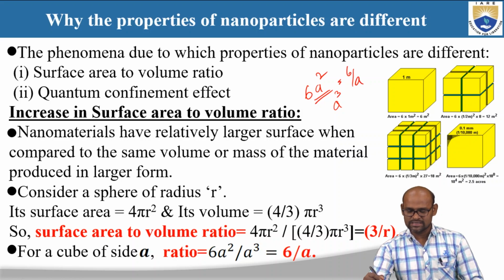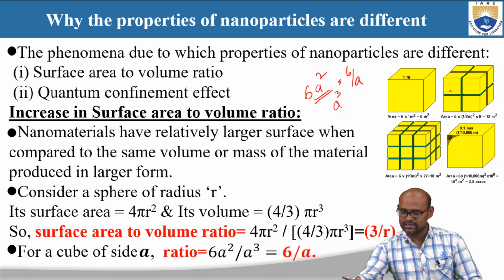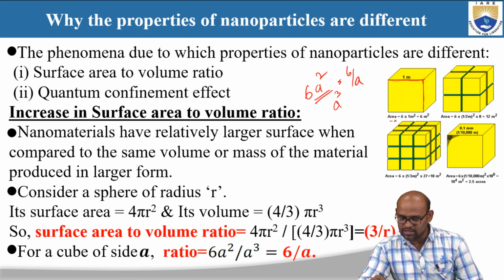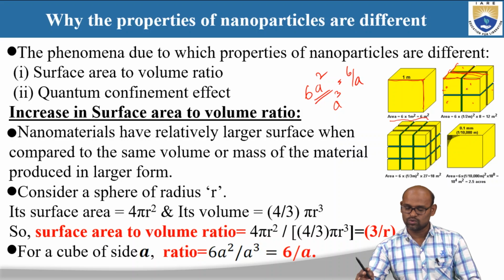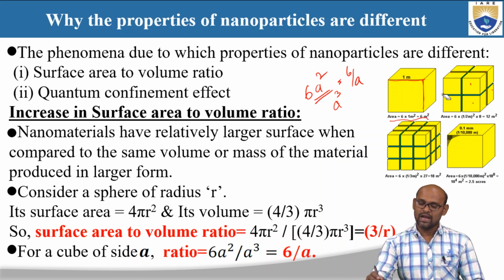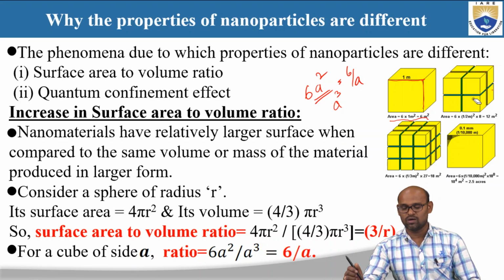As I decrease the size of this cube, first I have taken a 1 meter cube. The length of each side of this cube is 1 meter, so the surface area I got is 6 meters squared. Now I am going to divide this cube into parts, so there are totally 8 divisions. Each one is half a meter on every side. There are 1, 2, 3, 4, 5, 6, 7, 8 such small cubes, and the length of each cube is now half a meter.